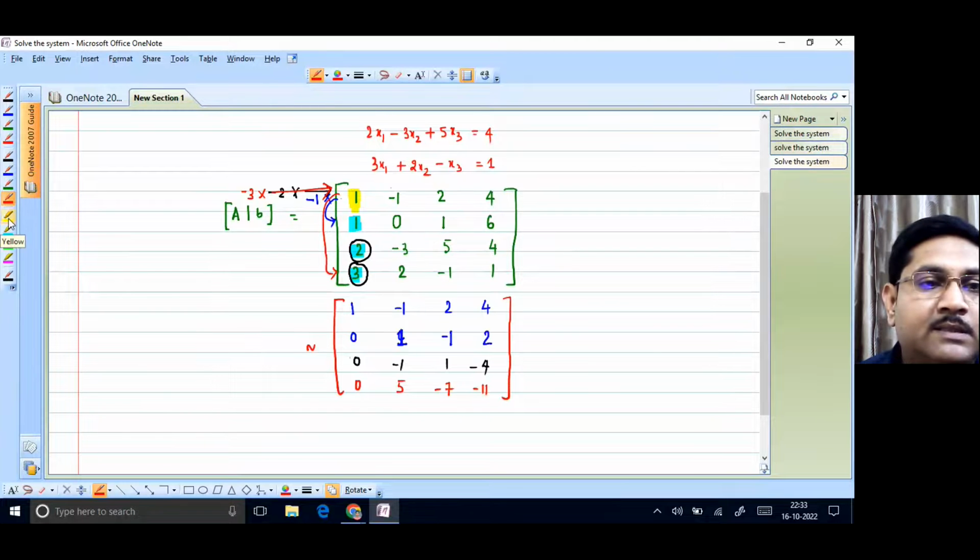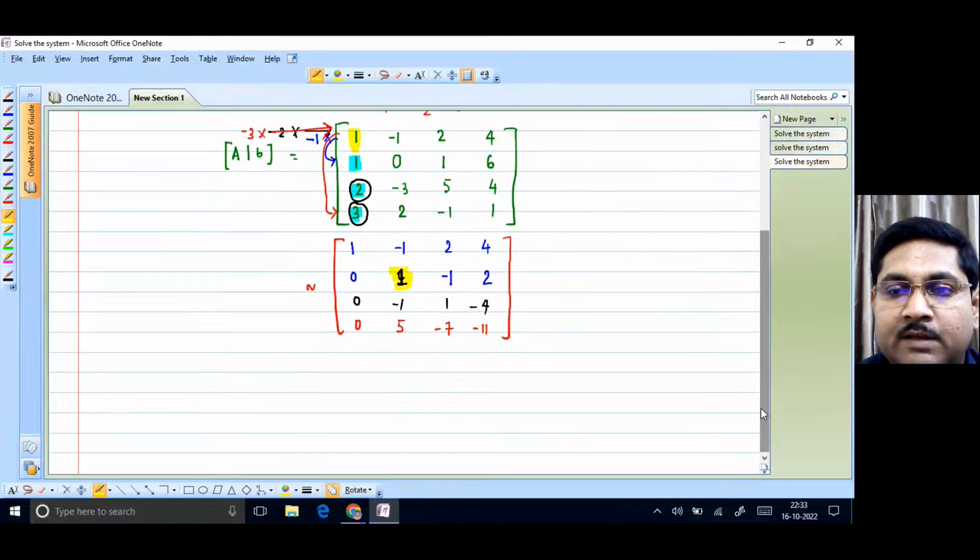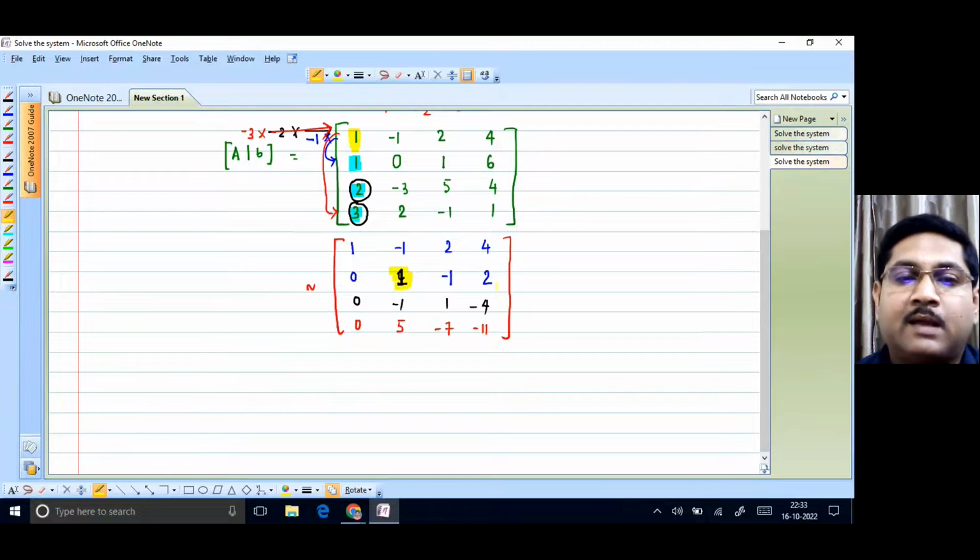Now I will concentrate on the element in the next row and next column. Here it is already 1. If it is not 1, then I will divide the second row by that particular entry so that it will become 1. Suppose in place of 1, I have 5, then I will divide the second row by 5 so that in that position 1 will come.